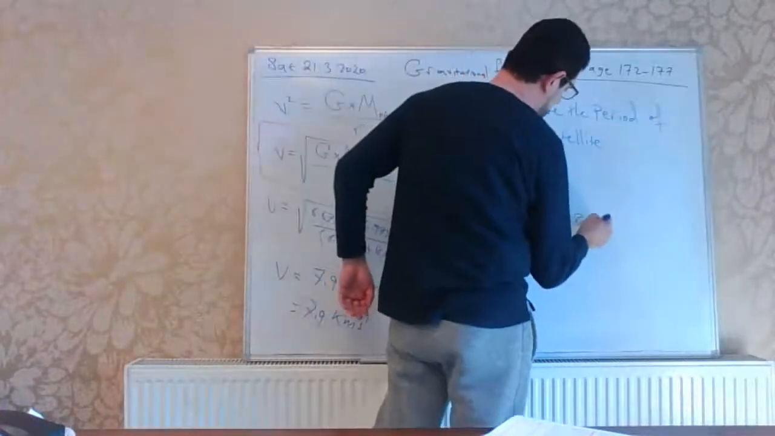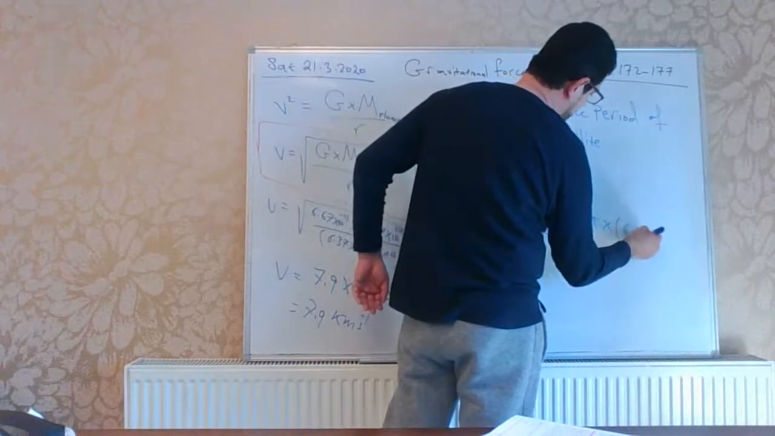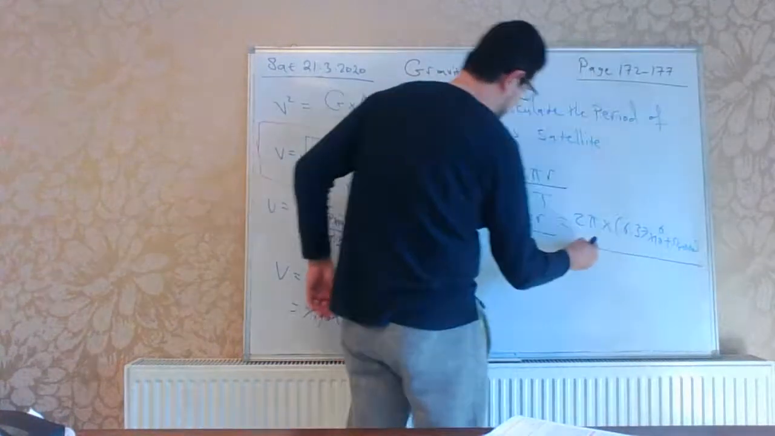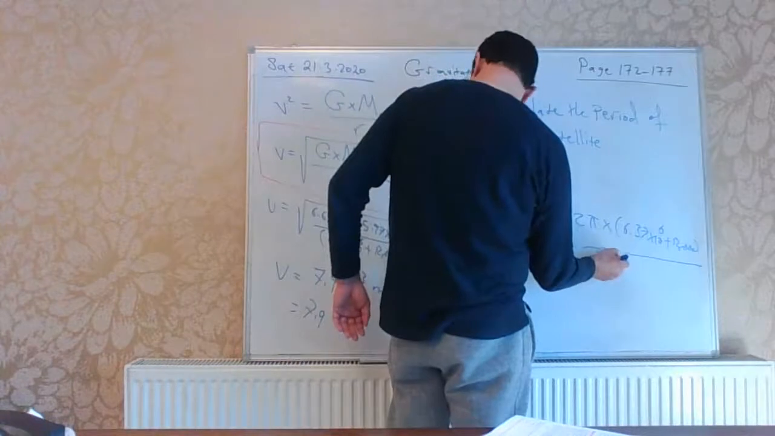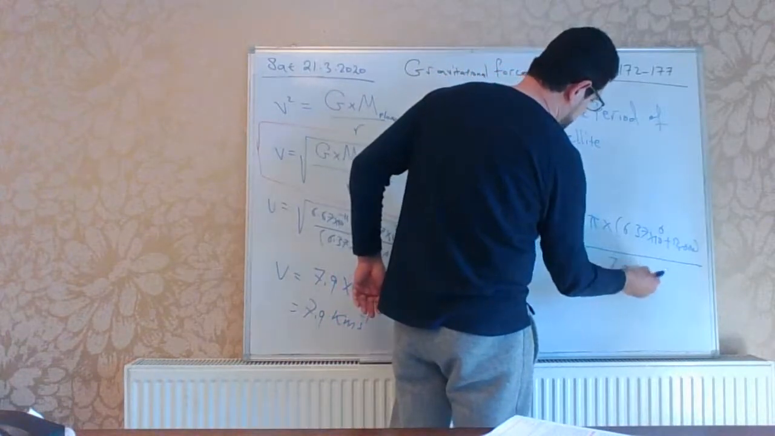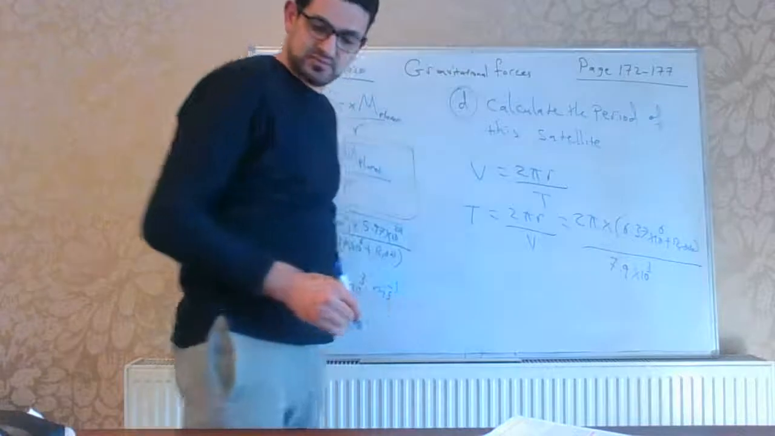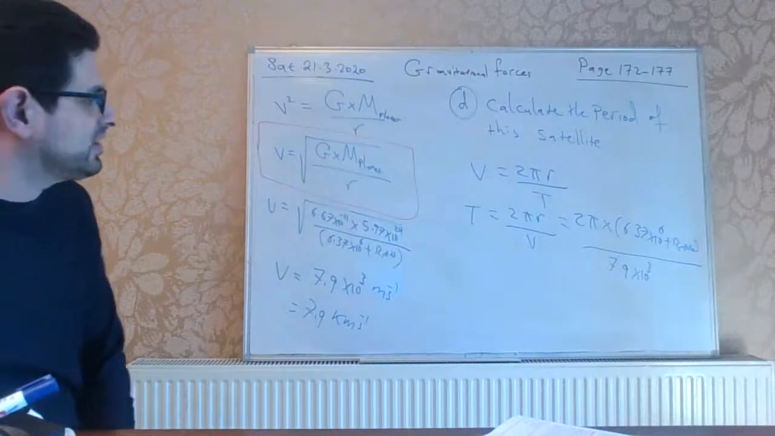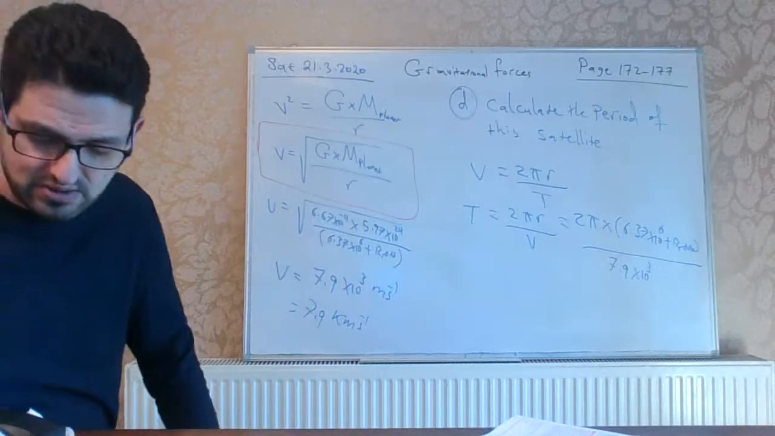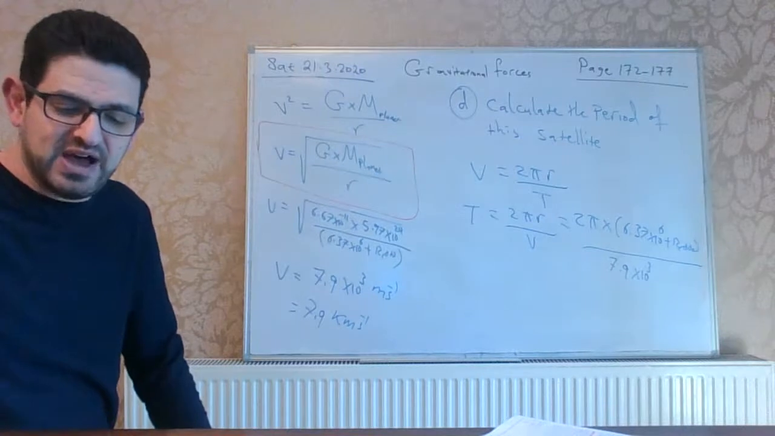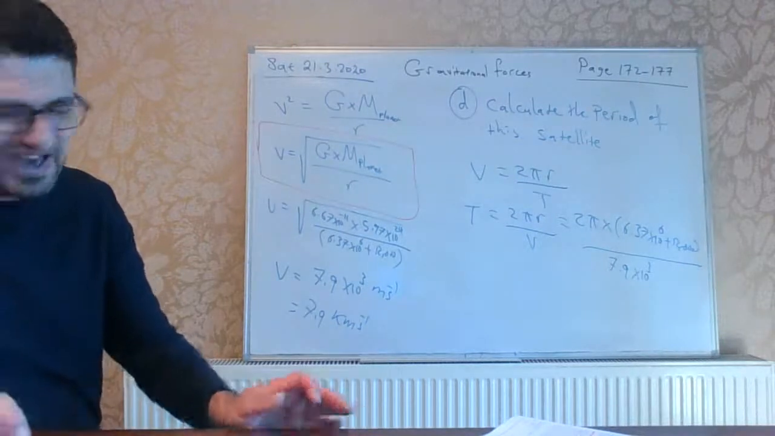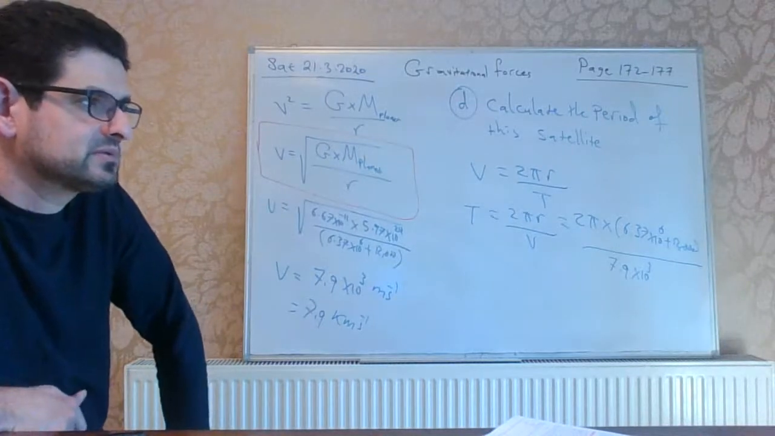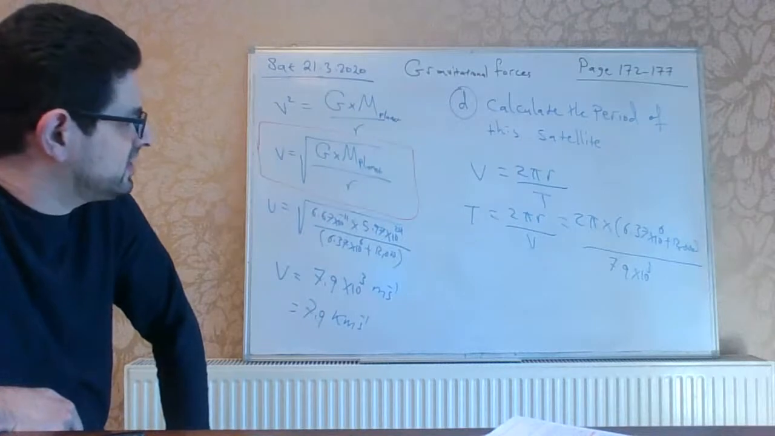So 2 pi r, 6.37 times 10 to the power of 6 plus 12,000, divided by v, which is 7.9 times 10 to the power of 3. Question before we finish the calculation. Do you expect it to be faster than Earth? Meaning, is the time more than 24 hours, less than 24 hours, or equal to 24 hours? What do you think?